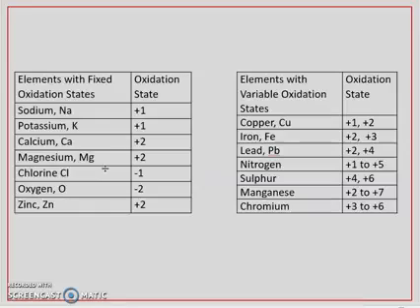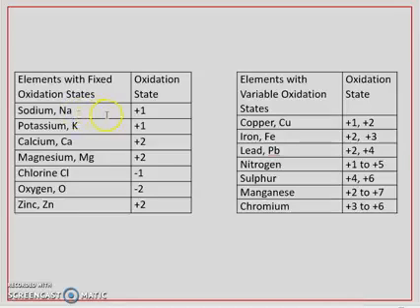First of all, I want you to know that there are some elements that have a fixed oxidation number. Their oxidation numbers don't change. It is like that everywhere. But there are elements that have a variable oxidation number, and that is why we have to find out how to identify the oxidation number of such elements. For those that have a fixed oxidation state, you don't have a problem with them.